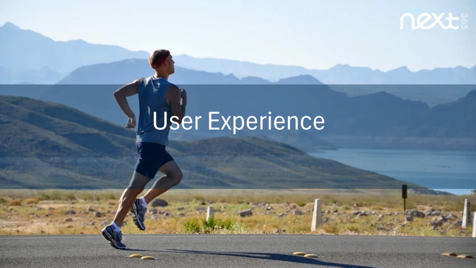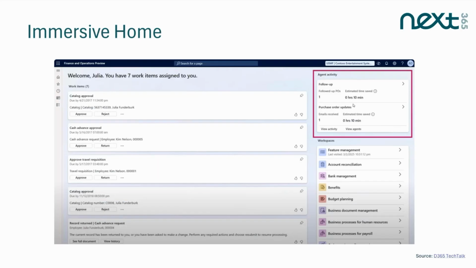Okay, so we talked about the variability, what the supplier communication agent does or can do. Okay, so we'll talk about the user experience. When you log into 365 F&O, you get this immersive homepage once you have the supplier communication agent feature turned on. This immersive homepage replaces the standard out-of-the-box homepage that you get with the calendar and the banner and the tiles, right? So you still get the same information.